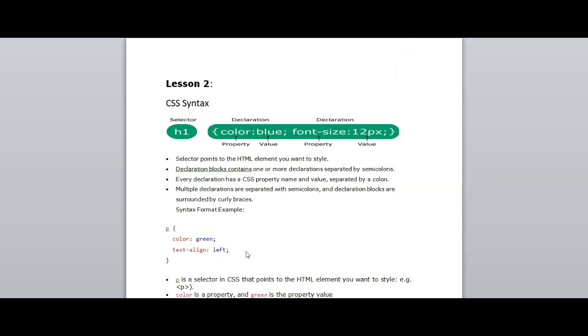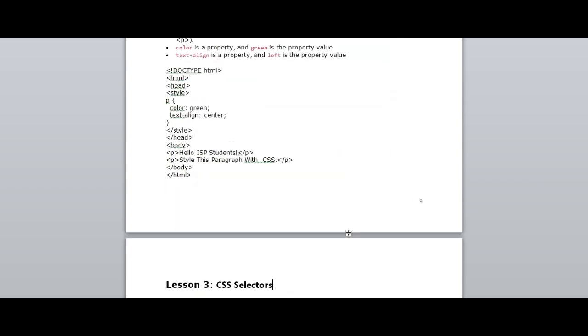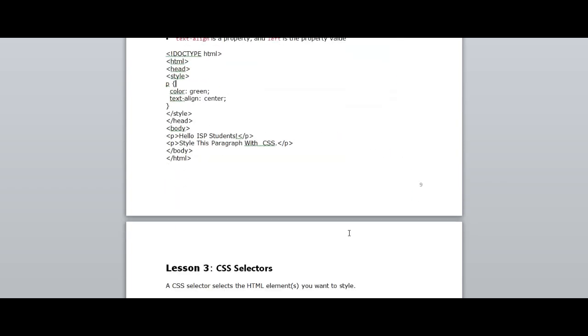Now we're going to do that, but let's go through the document, the syntax. So P is the selector, which we have talked about in CSS, that points the HTML to the style you want. Color is the property, and green is the property value. Then text align is the property, and left is the property value. Now let's see another code in here before we come to lesson 3.